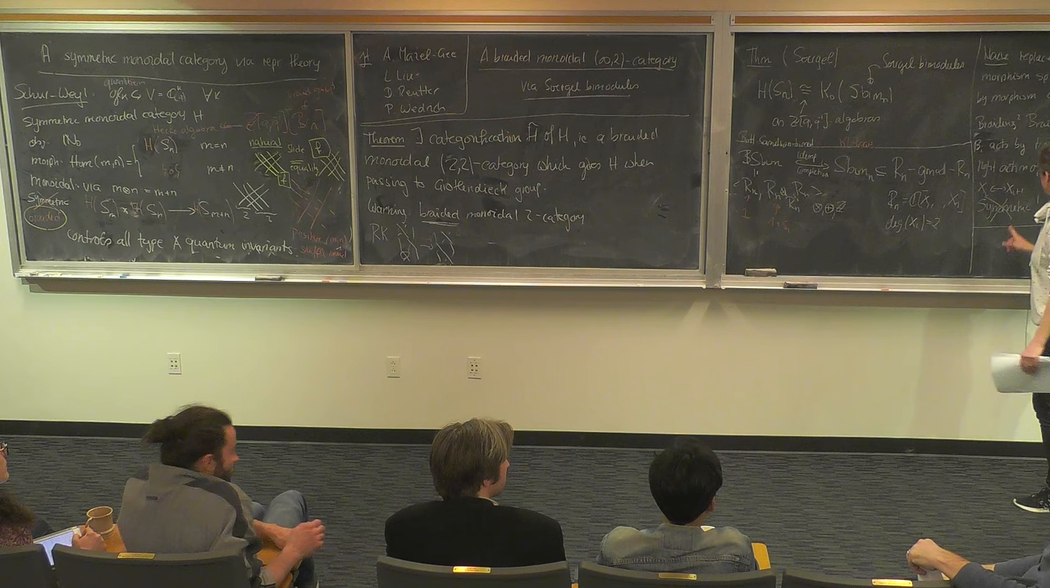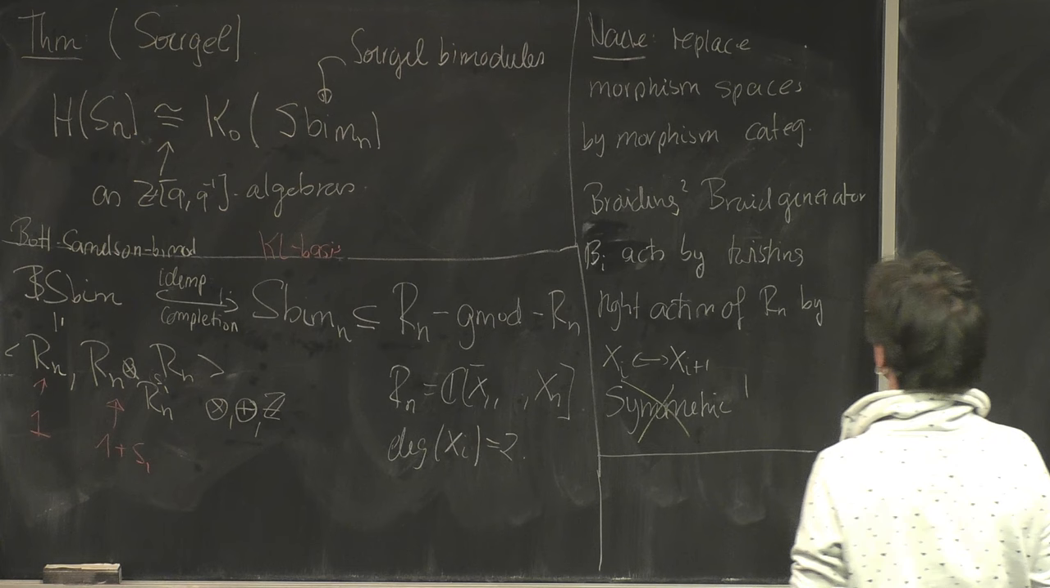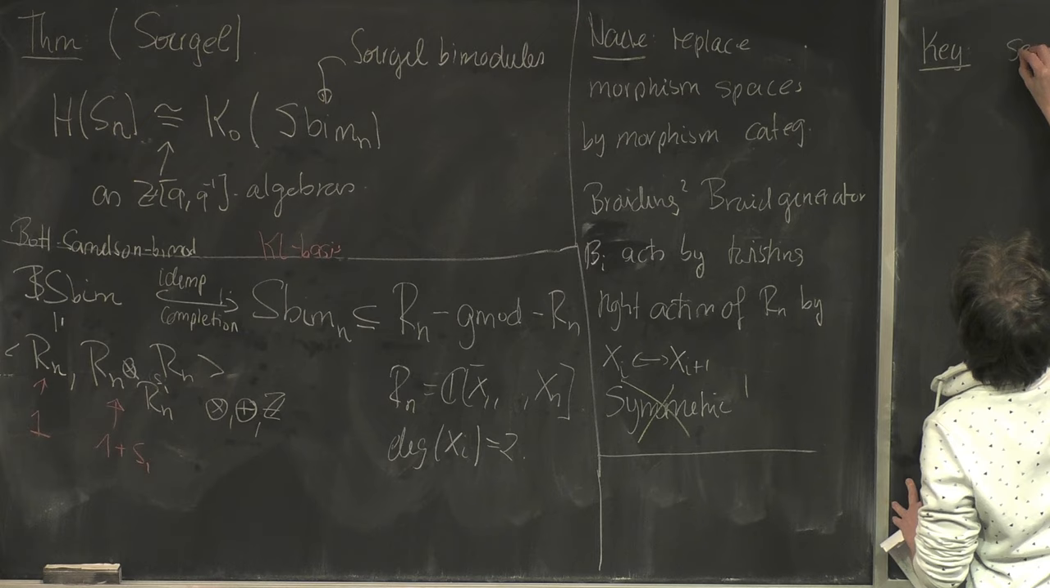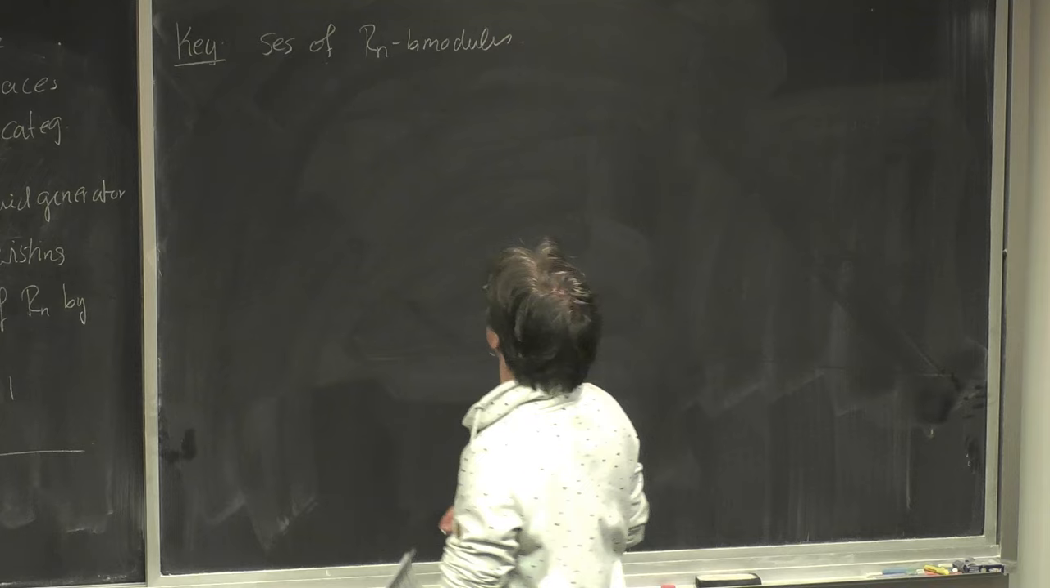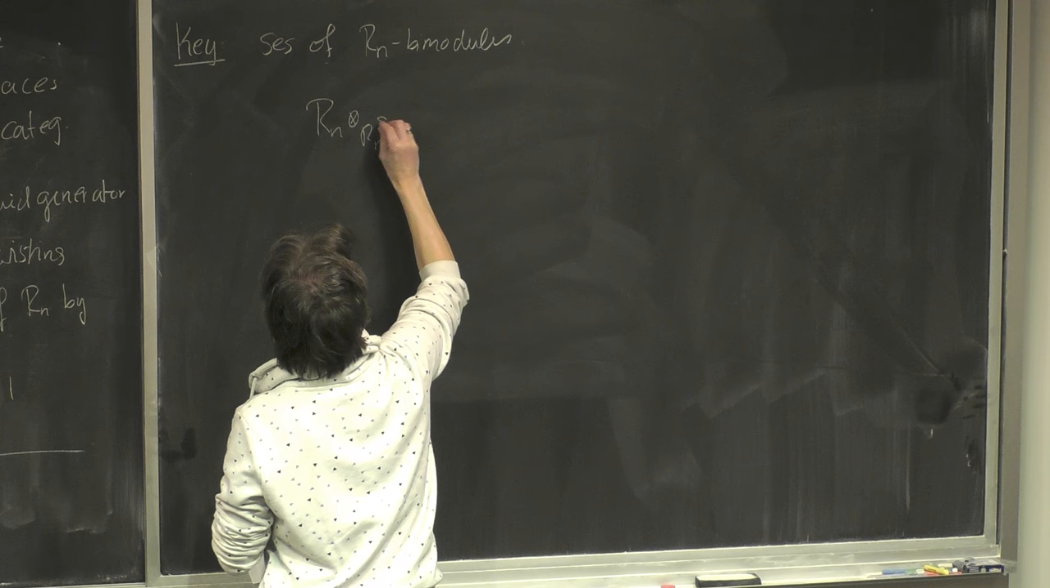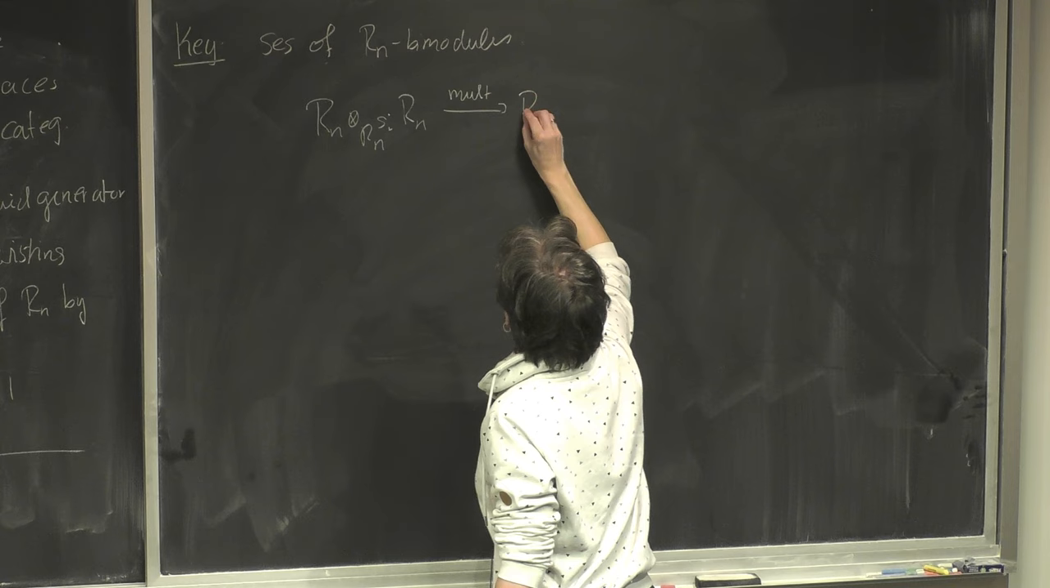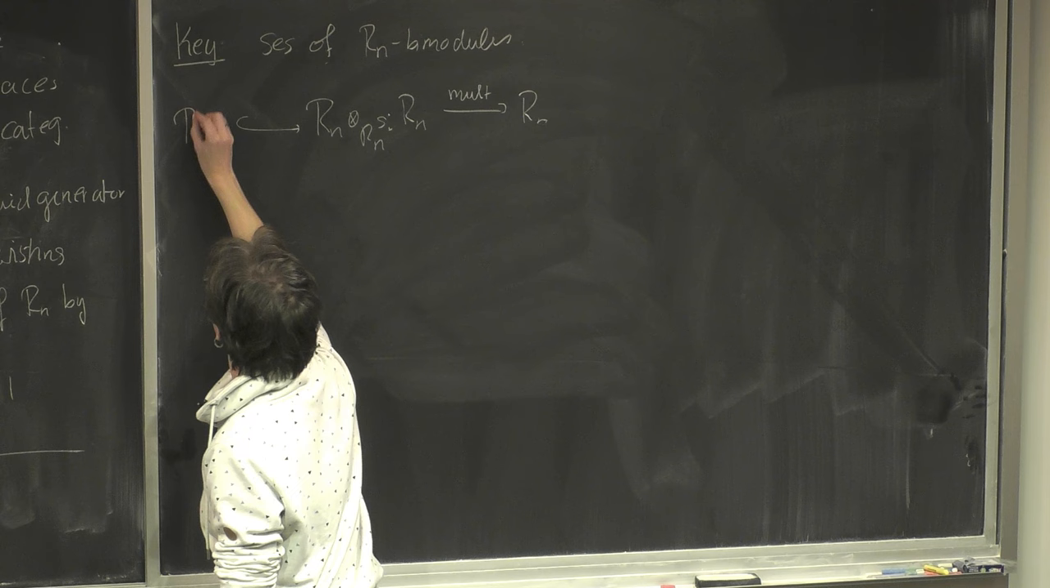No. So what I want is an honest braiding, and the key point is there is a short exact sequence of Rn bimodules of the form like this. I take Rn, tensored over Rn Si, with Rn. So this is this nice Bott-Samelson generator. I can take the multiplication map to Rn, and what I get here is exactly Rn twisted by Si. So this is the twist.